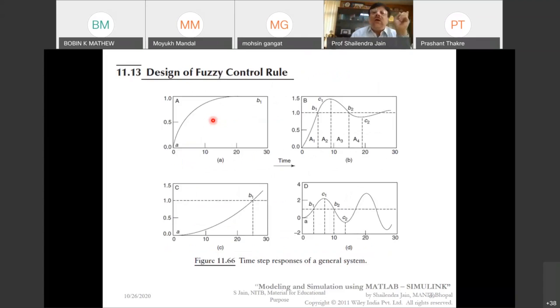So this is how, as we have told you, the experience from the plant operator or model is needed. So these are the variations of error. There are 4 different patterns. The step response of any general system: either we may have it like this, or this may be basically an underdamped system.